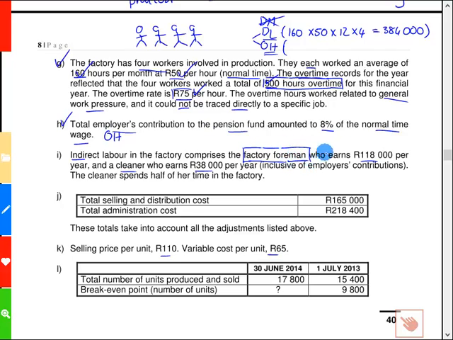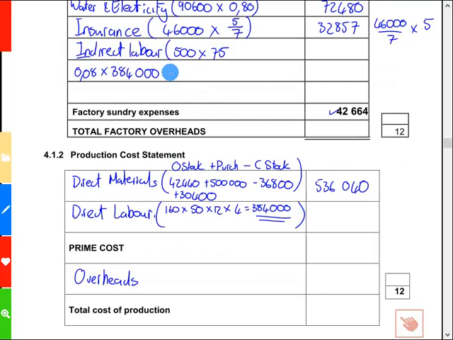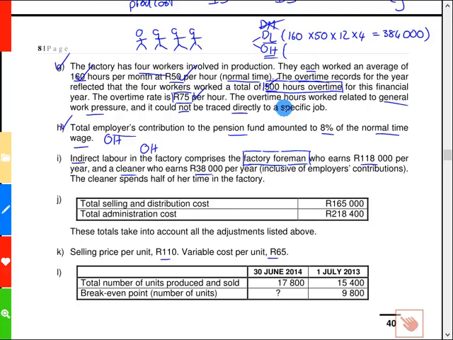So whatever we pay him is not going to form part of direct labor, but indirect labor. All the indirect cost forms part of overheads. Okay, so the 118,000 is part of indirect labor, and exactly the same with the cleaner. The cleaner is just responsible for cleaning, so she doesn't work on the mattresses or on the machines. She just cleans the factory, so everything we pay her.